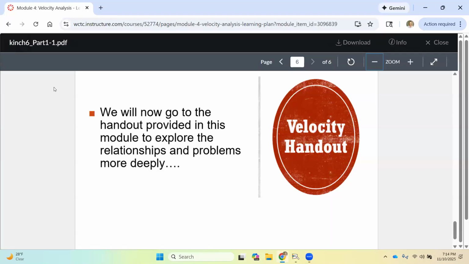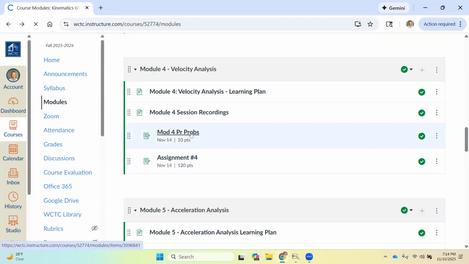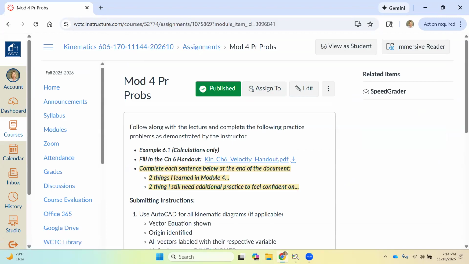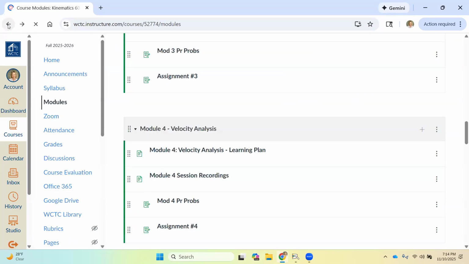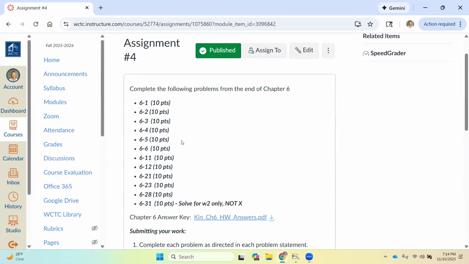So I am going to go to first Module 4 practice problems. What we've accomplished so far is that first example problem from the book, 6.1. And then we're about halfway through our handout, which is a great place to be. So nothing to hand in yet for practice problems because we have to finish up our handout first. Now we're going to look at assignment number 4 because there's a considerable amount that you can work on here. Actually, all the problems through 6.12, okay?